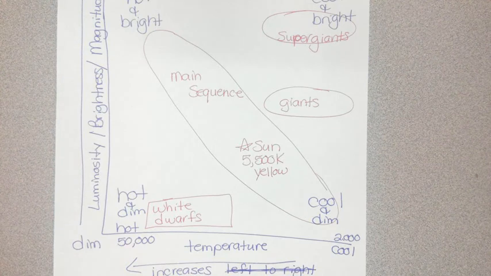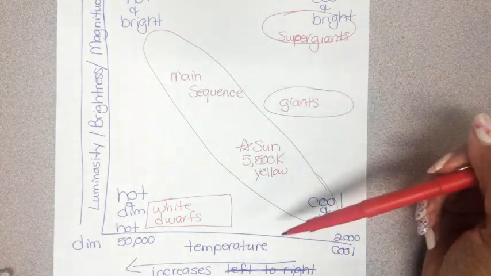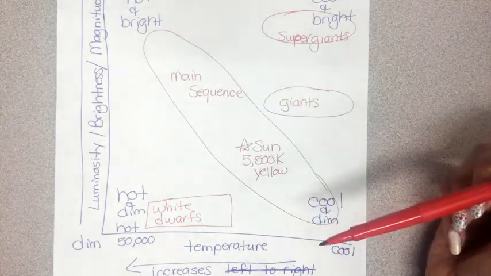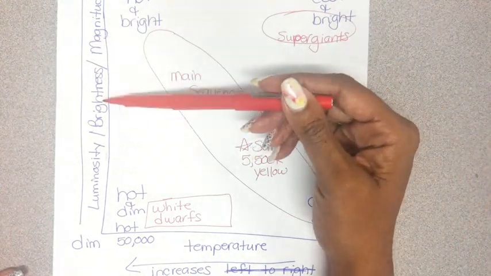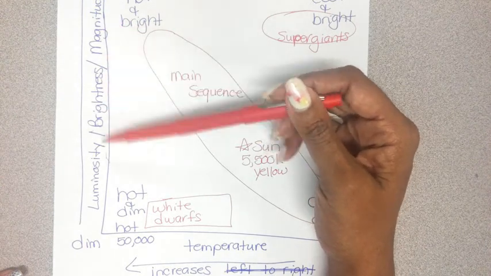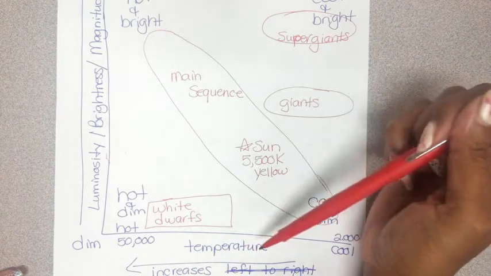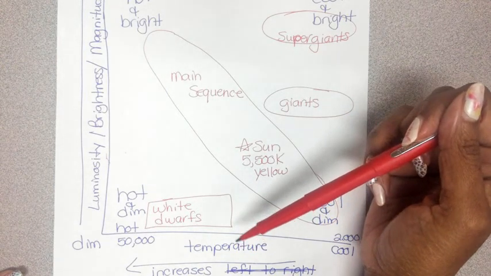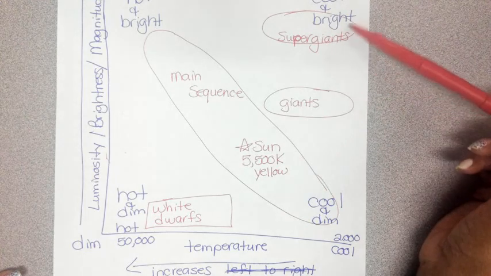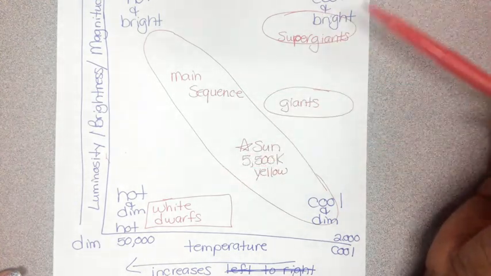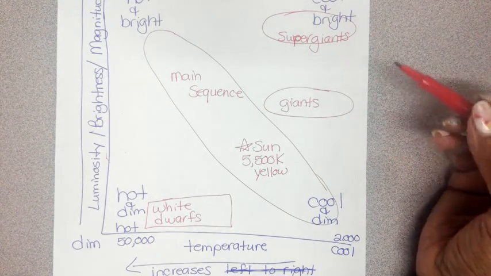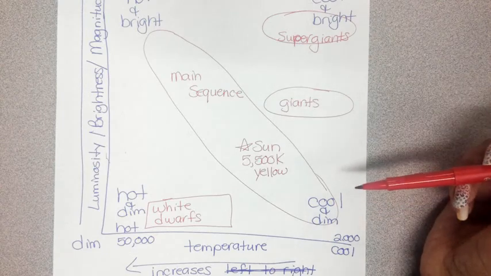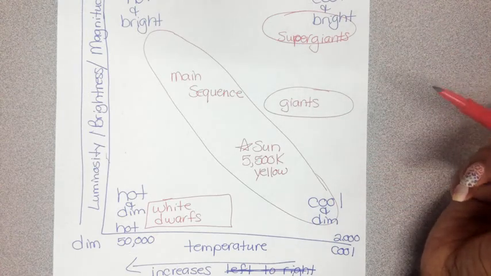All right, another thing you will need to be aware of for your test is that the HR diagram compares temperature and brightness. So when you look at this HR diagram, it'll tell you the luminosity, brightness, or magnitude. Remember, those all mean brightness. It will tell you the temperature of the star. It will also tell you what category, whether it's a supergiant, giant, main sequence, or a white dwarf. One thing the HR diagram does not tell you is where a star is located in the universe. That information is not on an HR diagram. Okay, so just be aware of that.